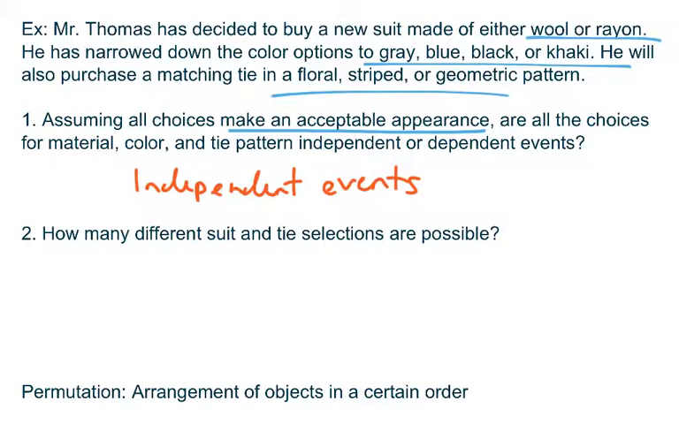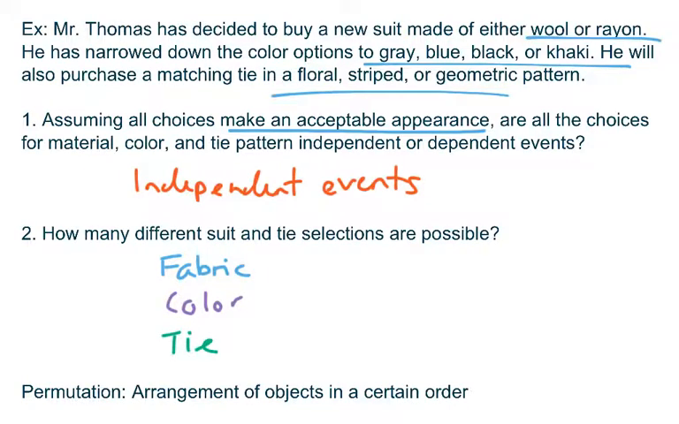So, question number 2, how many different suit and tie selections are possible? Well, we have 3 different categories, or 3 different choices we need to make. We need to make a fabric choice. We need to make a color choice, and we need to make a tie choice, a pattern choice.